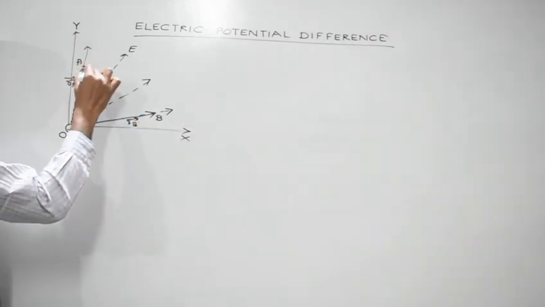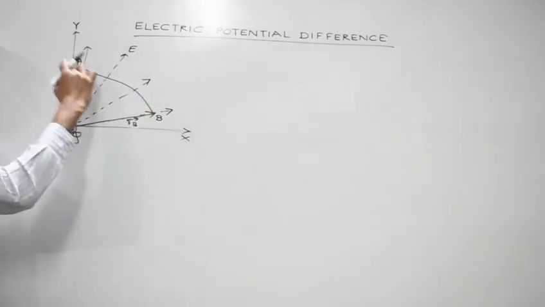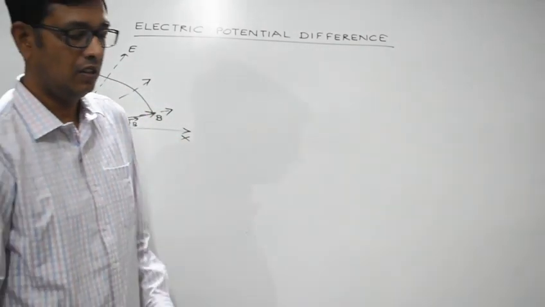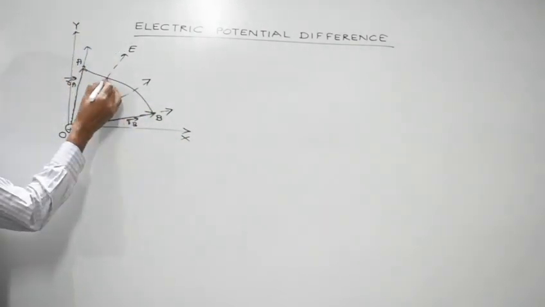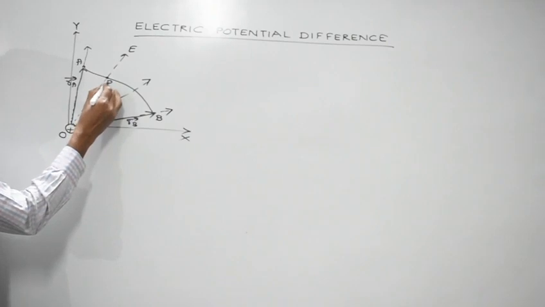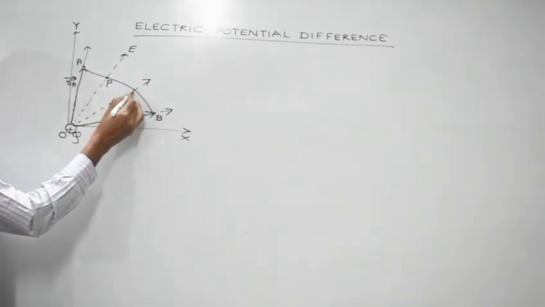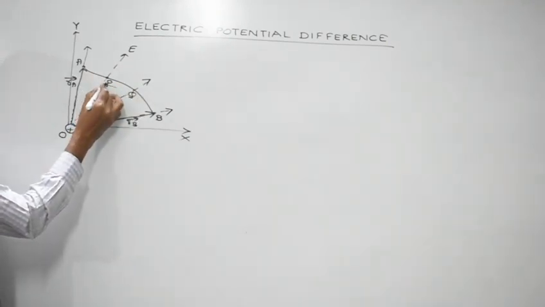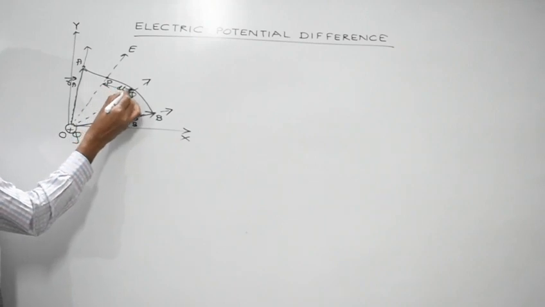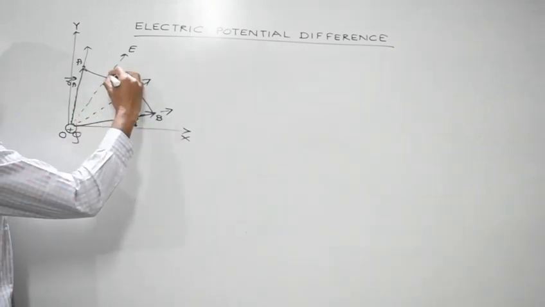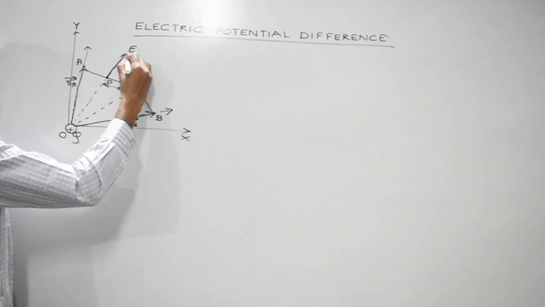Also let us consider AB to be any arbitrary path. Let P be any arbitrary point on this path, and PQ be any small elementary portion, which we denote by dl. So at point P, the electric field is directed in the outward direction.